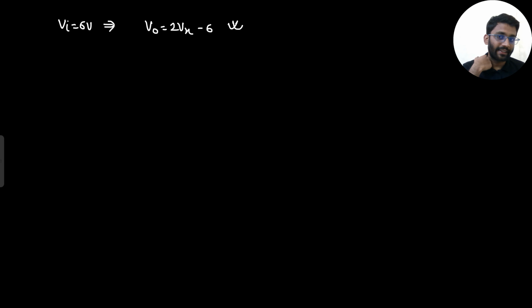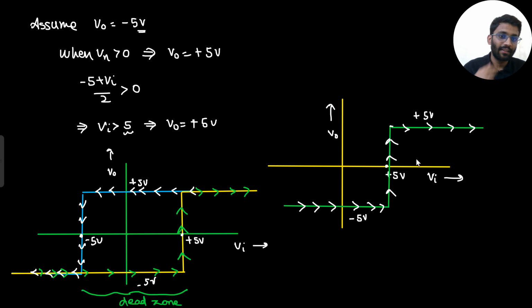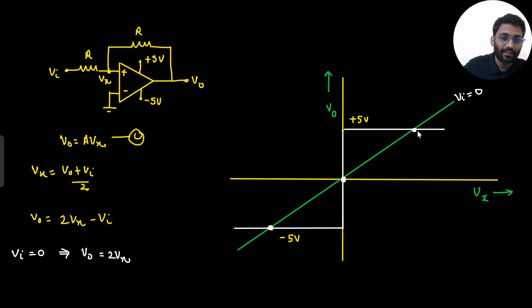Here it is directly cutting these 2 points. Here Vx is not 0. Here Vx is something else. That means virtual short is not valid. So that is the reason why virtual short is not valid in positive feedback.